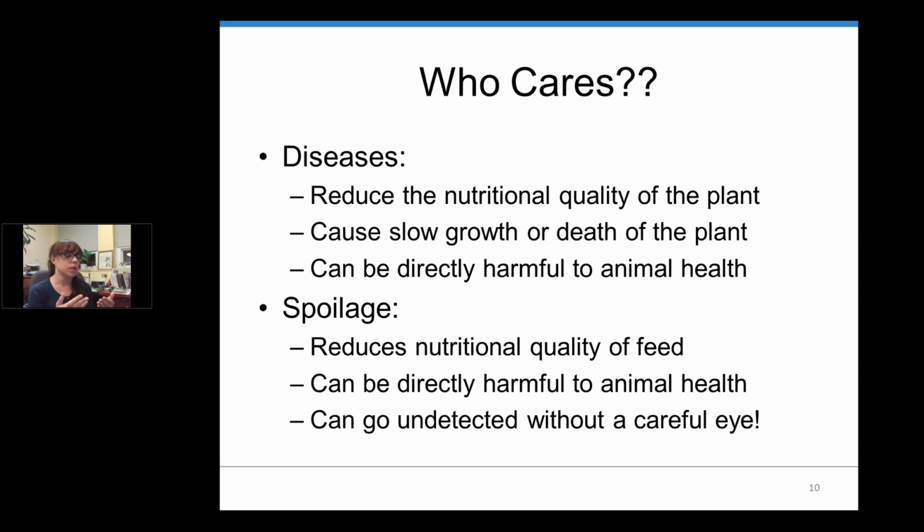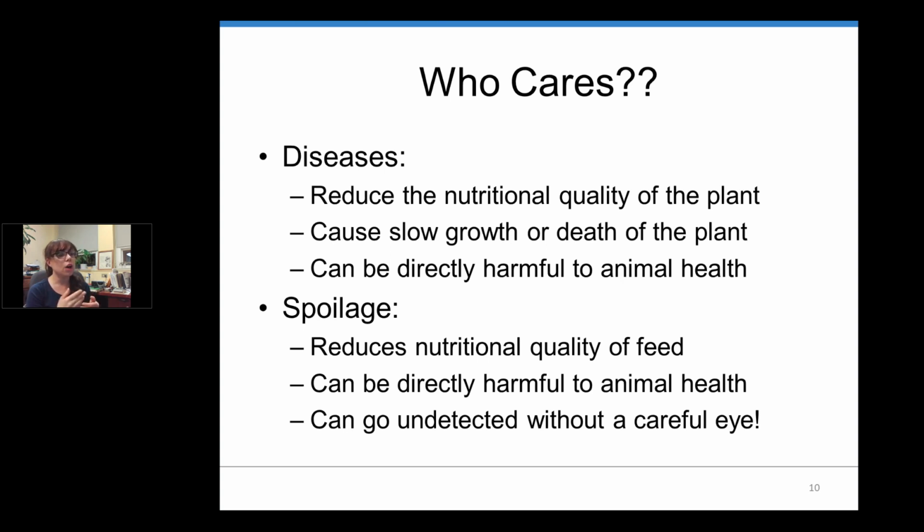In addition to diseases which happen in the field while the plant is growing, I'd also like to take a moment to talk about spoilage. Spoilage is what happens after you've already stored it. So for example, if you're producing silage, you've got your beautiful bale, it's all well and good, you've tested its nutritional quality and you've decided how you're making up your ration. But unfortunately, if spoilage fungi come in later, once again, they can reduce the nutritional quality so that what you've got is no longer what was tested, because again, the fungus has gotten in there and sucked away some of that quality. It can, again, be directly harmful to animal health, depending on who or what has begun growing. And unfortunately, it can also go undetected without a careful eye.